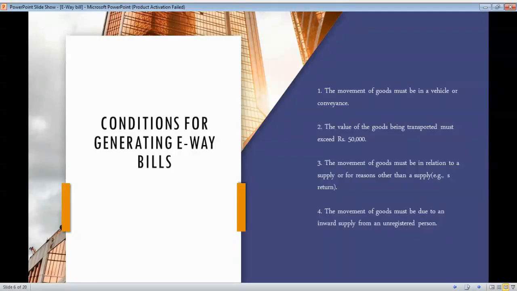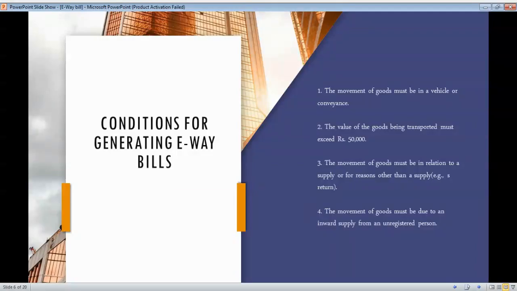So, this is the example for exemption. Let's have the example again: a small consignment of goods worth 5,000 is being transported on a bicycle within the same city. Since the value is below the threshold and the mode of transport is non-motorized, an e-way bill is not required.